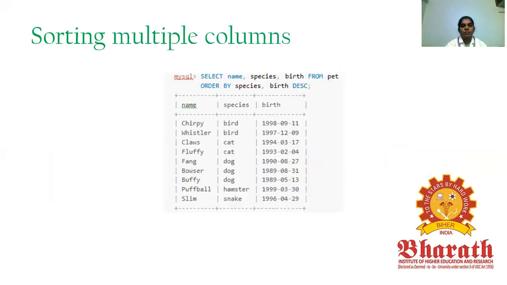Sorting multiple columns. Suppose you wish to sort more than one column, you should specify them with a comma separator. See here, species and birth are given. The first attribute is arranged in alphabetical order. Based on this, it arranges the second field. Then the third field is arranged according to the second field.